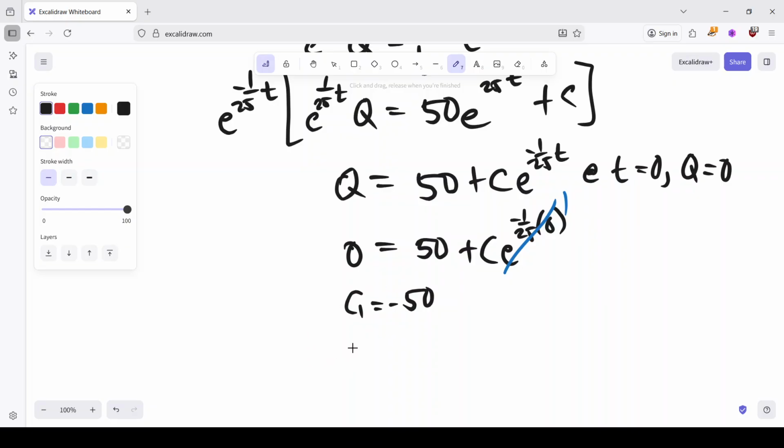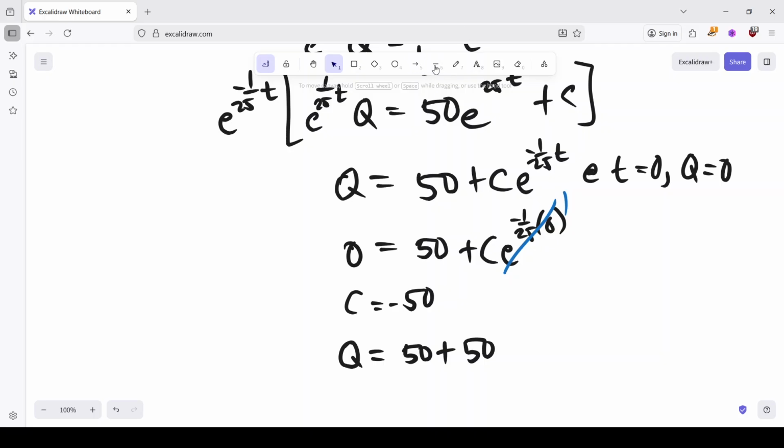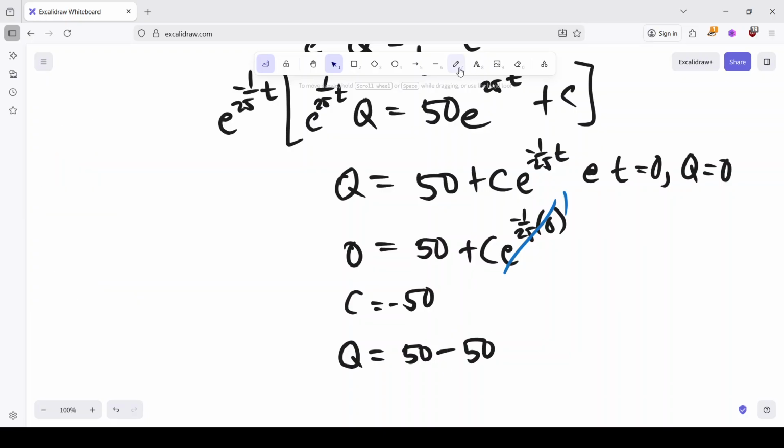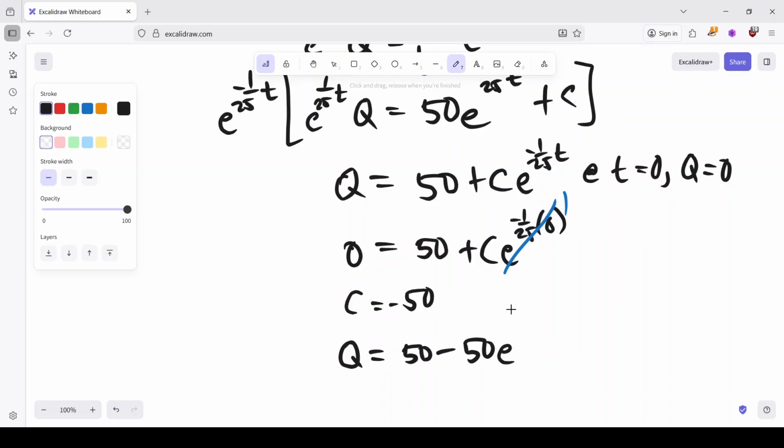So our working equation will be Q is equal to 50 plus c, so 50 minus 50 e raised to negative 1 over 25t. So this will be our working equation.